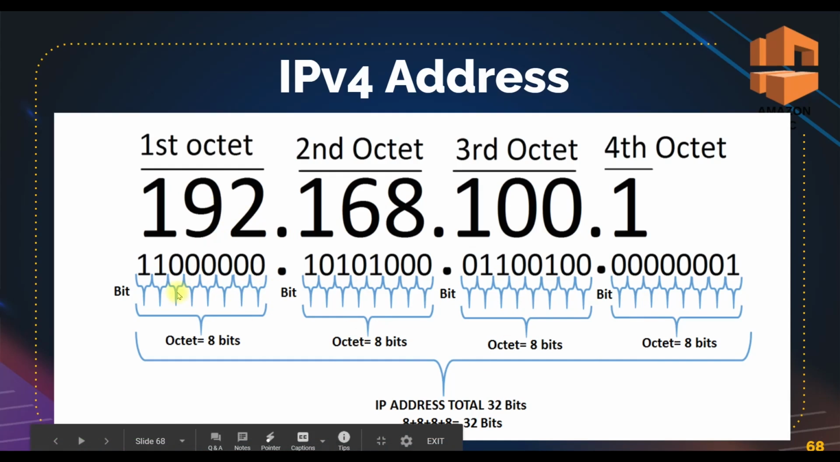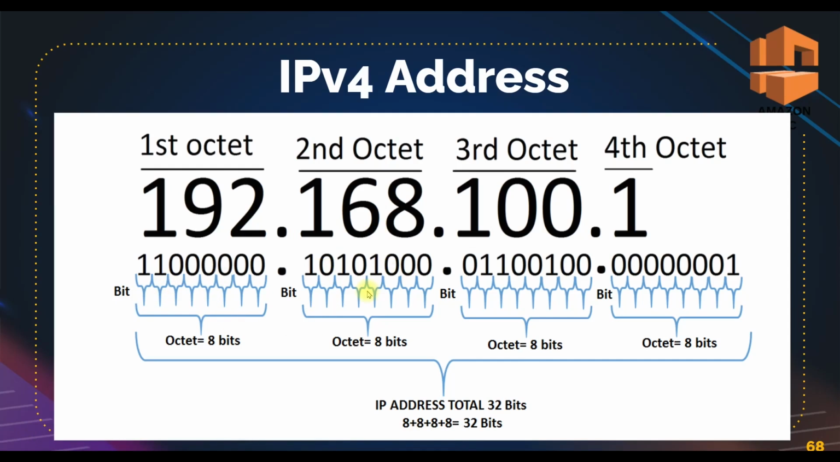So 192 in binary is 11 and then 6 zeros, then the binary of 168, and of 100. So whatever number you see in decimal is derived from the binary number. And this totals 32 bits. We have 4 octets: first octet, second octet, third octet, and the fourth octet. So when I'm referring to an octet, when I say third octet or fourth octet, you should know what I'm really referring to.